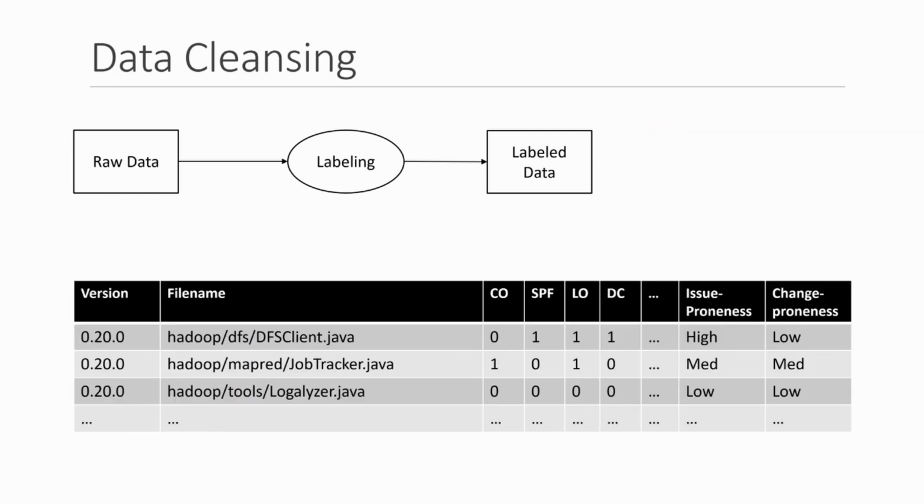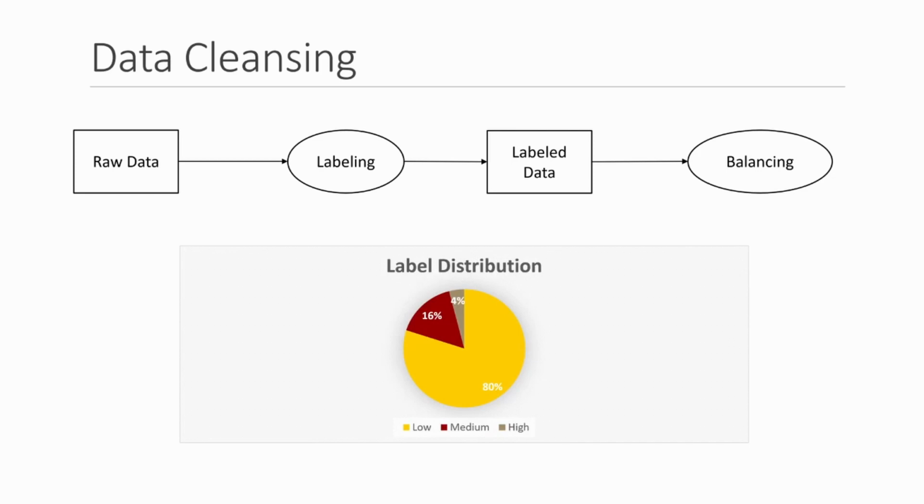After we label the data, it will look like this. You can see that the issue proneness and change proneness now are represented by labels. The next step, we have to balance the data. We apply a technique and rebalance the data. So now each label will be one third of the whole data set. You can take a look into our paper to get more detail about that.